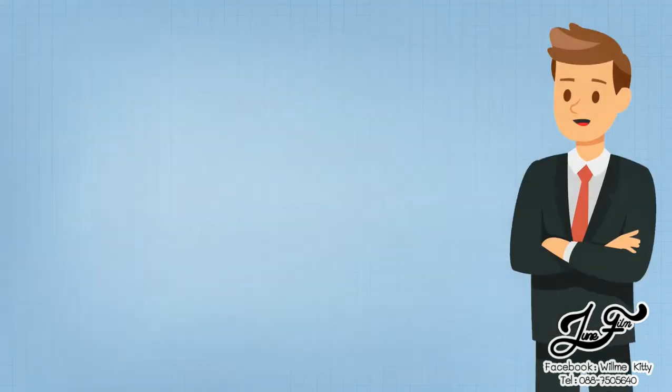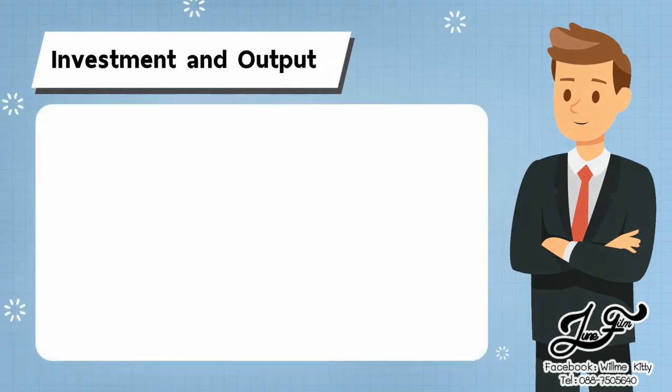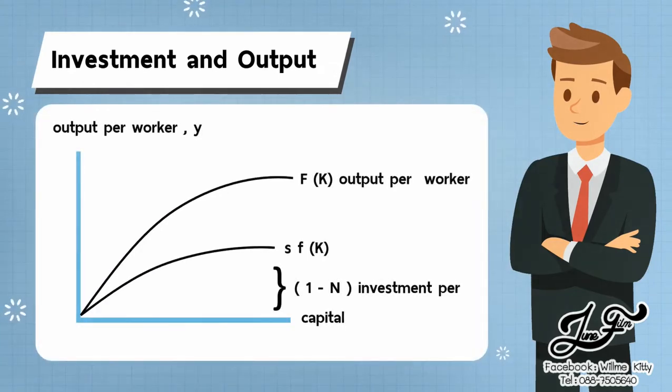For the investment and output graph, the y-axis is output per worker and the x-axis is capital per worker. The curve of output per worker represents diminishing returns, because an increase in capital leads to a smaller increase in output per worker. We all know that I equals S, but in this graph, the saving rate, small s, makes the s times f(k) curve lie below f(k).